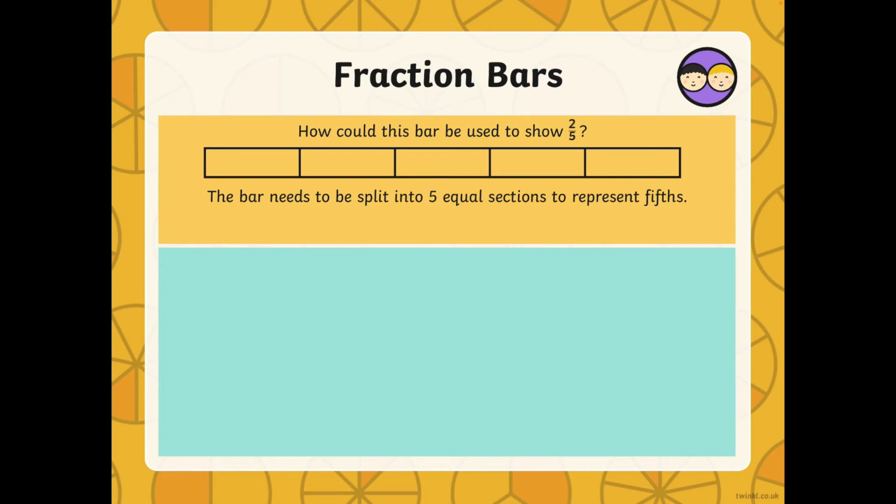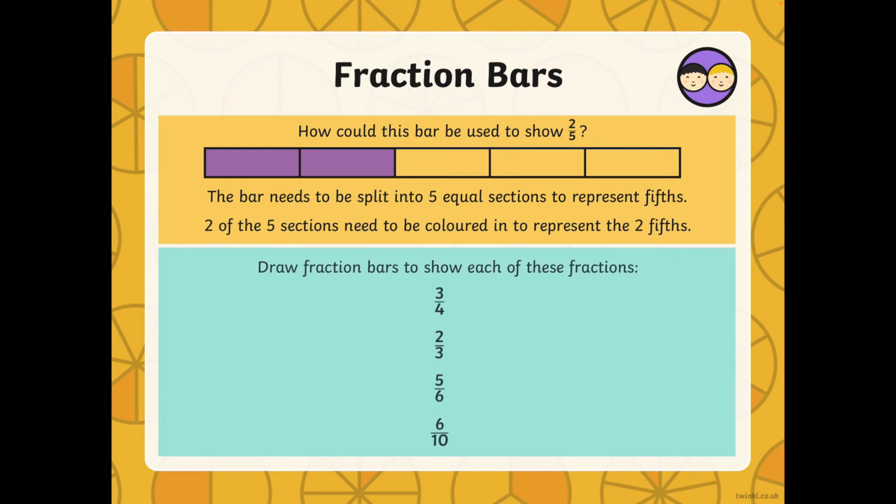You could be using your whiteboard if you wanted, or you could just be doing some jottings in your maths book. There we go. So 2 of the 5 sections needs to be coloured in to represent 2/5. Right, so on your whiteboard or in the back of your maths book, could you make some jottings to show fraction bars for each of these fractions? So you can pause the video here and then you can have a go at doing that.